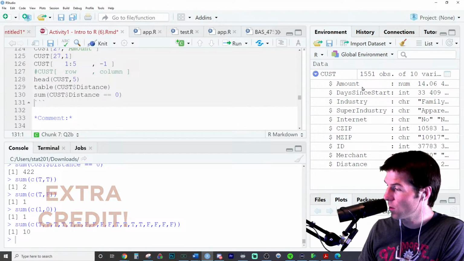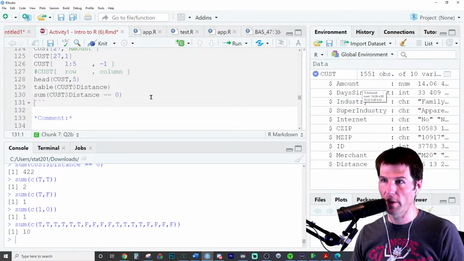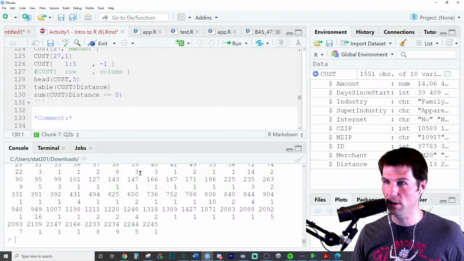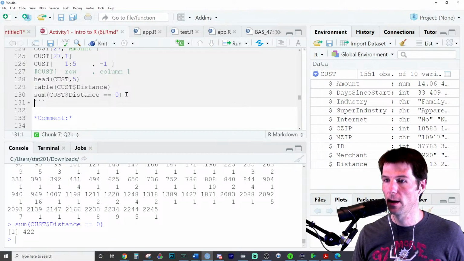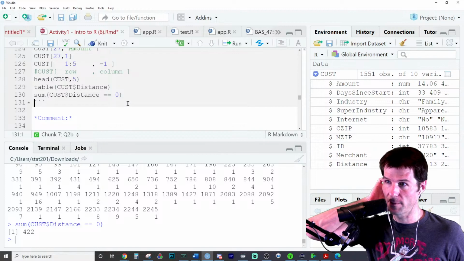Was the answer the one in the... Oh, it should be both of them. This one right here works. You have to look, though, at this. That's how many people have a distance of 0. And then this one gets you the direct answer right there.